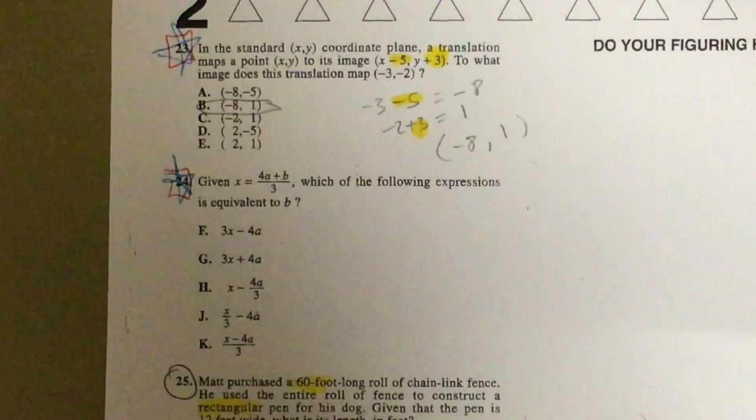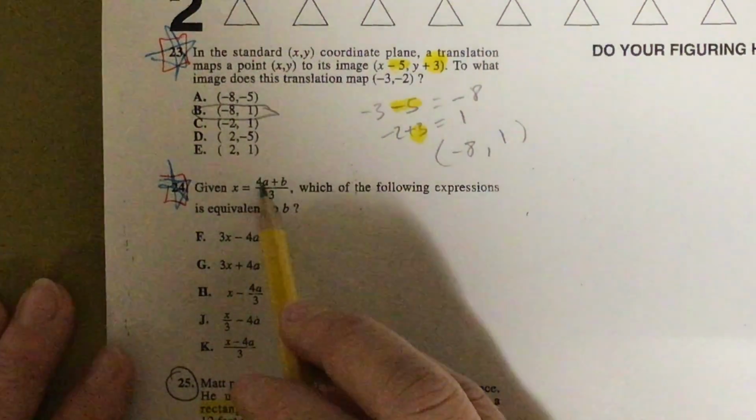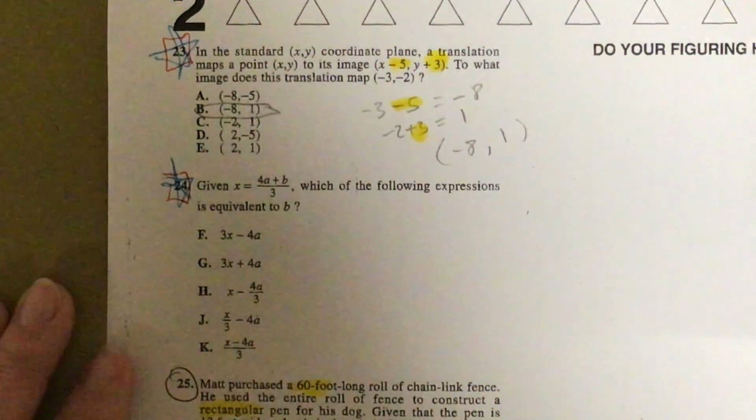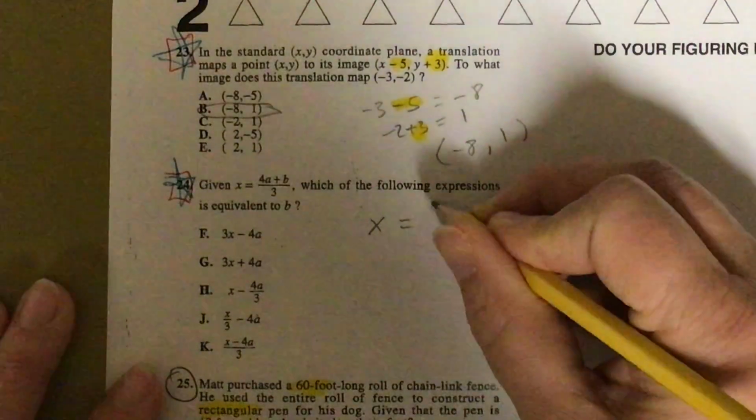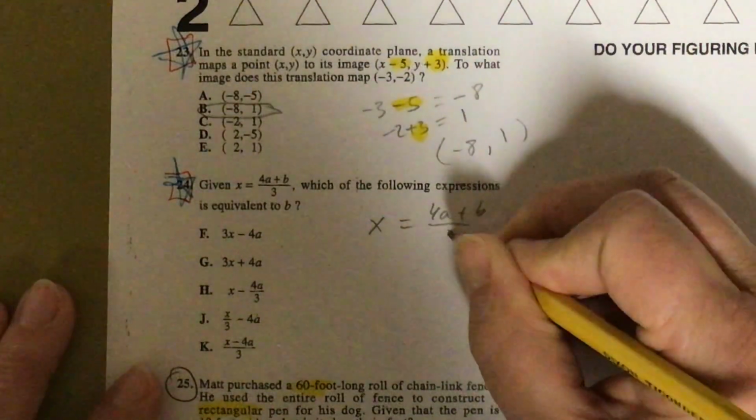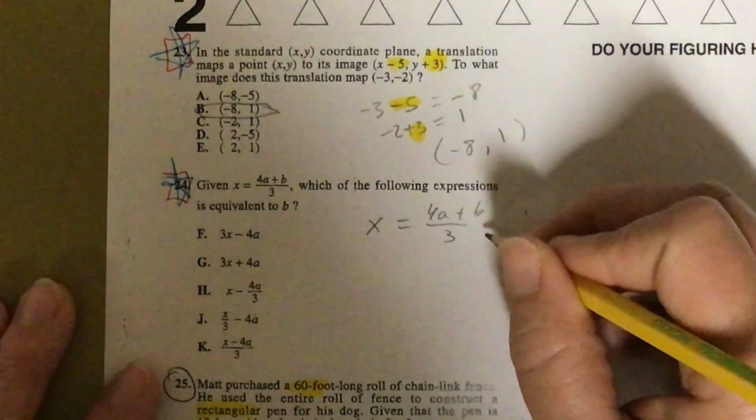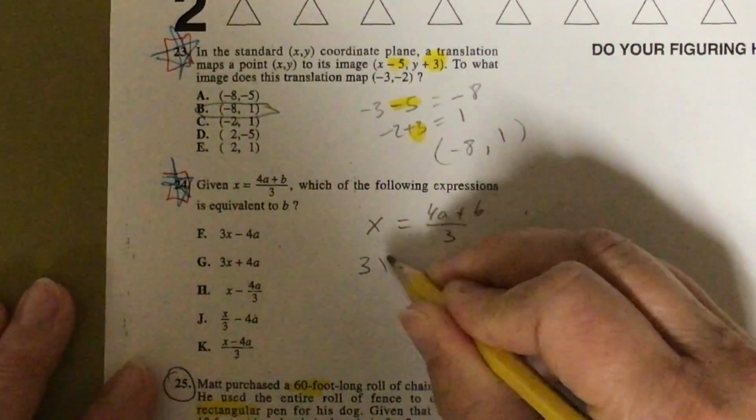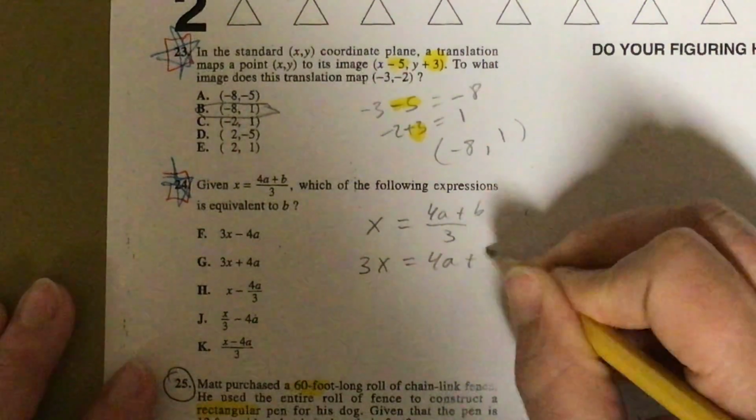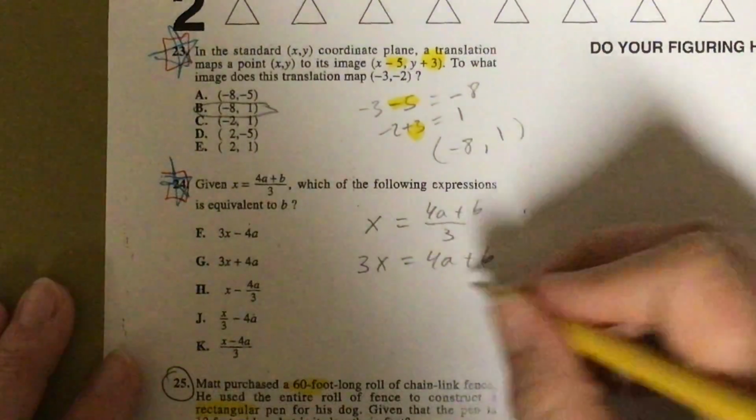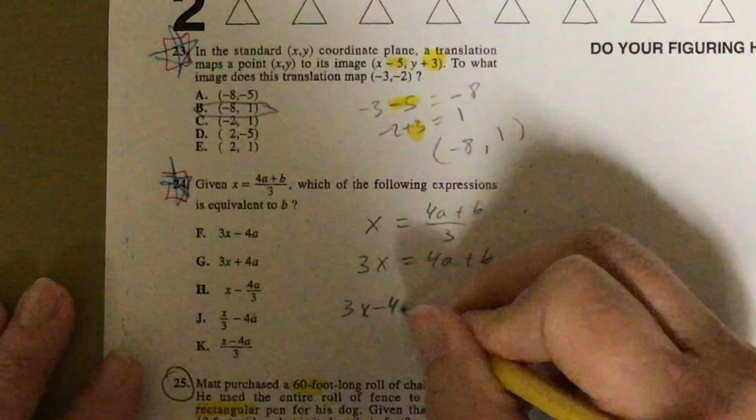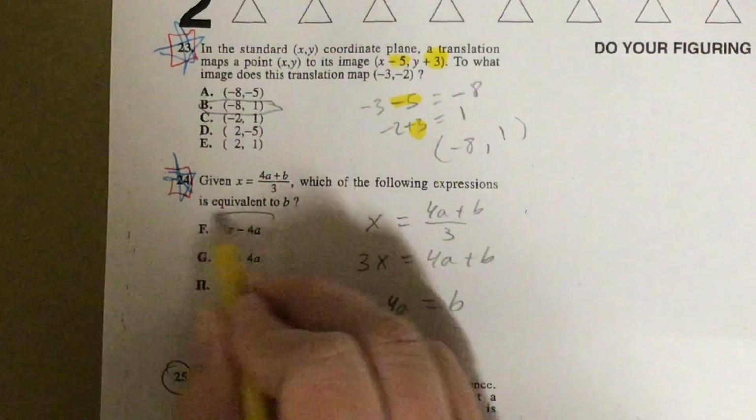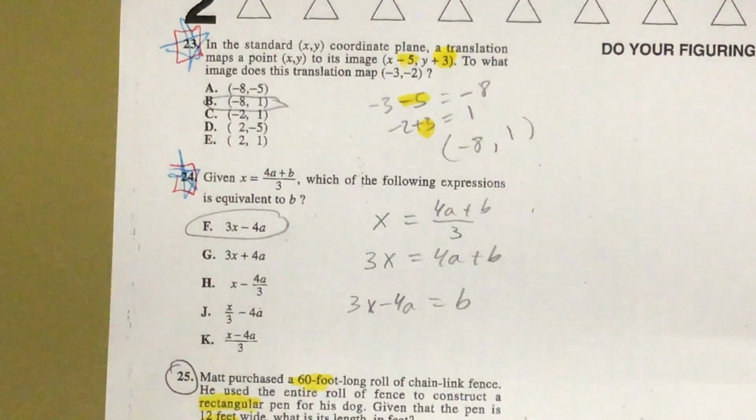Okay. The next one, we had x equals 4a plus b over 3. And they want the equivalent to b, which means I have to solve for b. So I'm going to write my problem out. It's always good when you're doing the ACT to write out your steps. So I'm going to start with the inverse of division. The inverse of division is multiplication, so I'm going to multiply the 3 to the other side. Then I'm going to subtract the 4a. And that leaves me b by myself, so that's my answer. And I've got that choice.